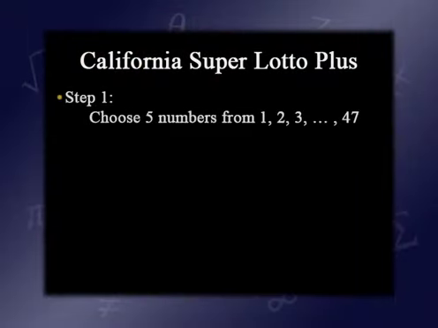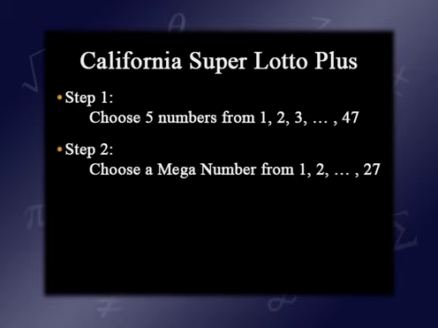Okay, let me live up to my promise and talk about winning the lottery. In California, they have a game called Super Lotto Plus, and it goes like this. Step 1, choose 5 numbers from 1 through 47. Step 2, choose a mega number from 1 through 27. That mega number is allowed to be one of the 5 numbers that you've picked, or it could be a different one. It's up to you. Step 3, cross your fingers.